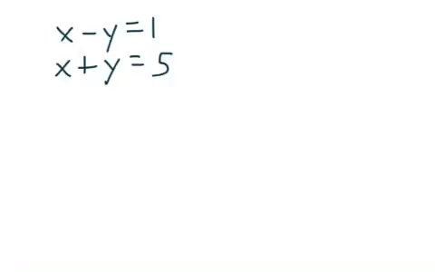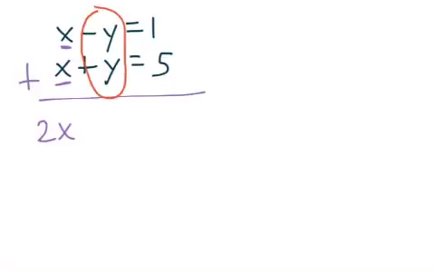So now what do we do? Well, notice that if I just simply add them, let's see what happens. Isn't x plus x 2x? And here's the key part. y and negative y make 0. That's what we want. We call this the elimination method. In other words, we're going to make it where one of the variables goes away, and then we solve for the other one.